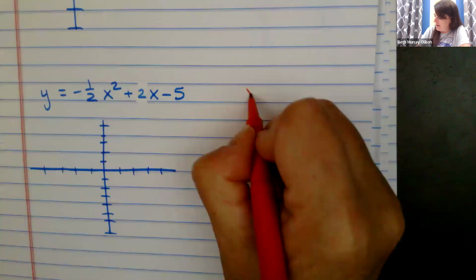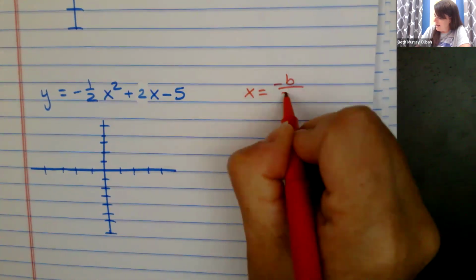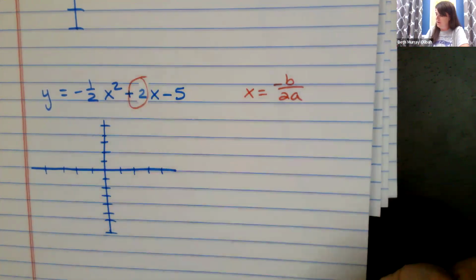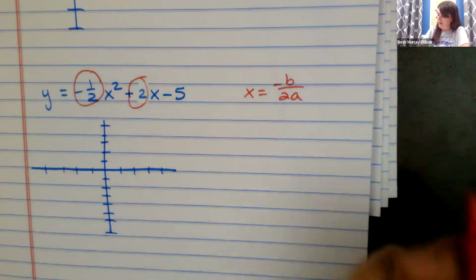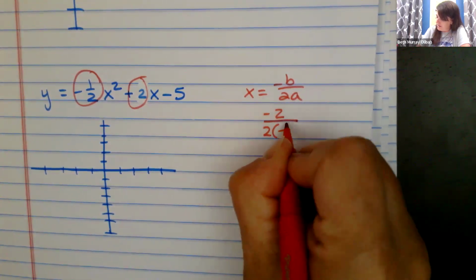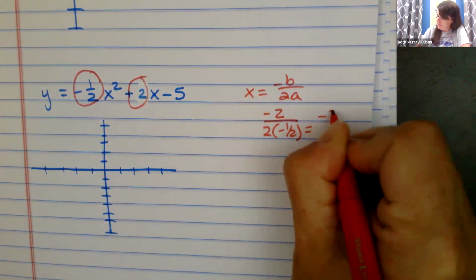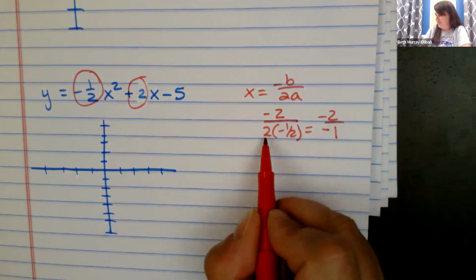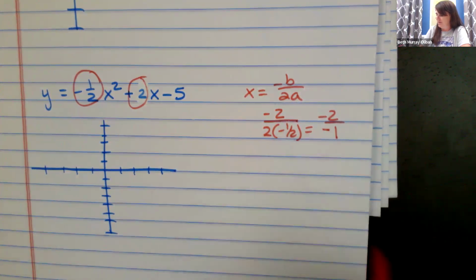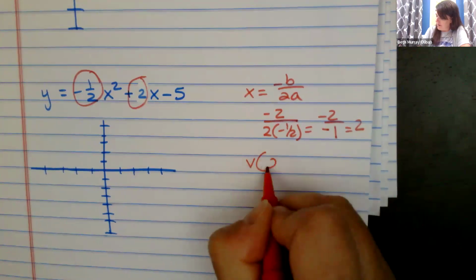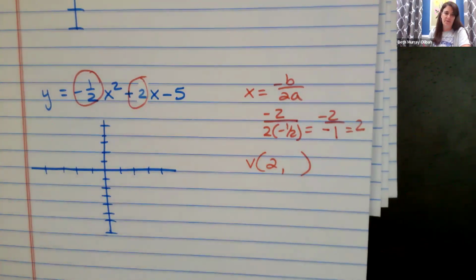I'm going to start by finding the x value of my vertex. So I'm going to do the opposite of b over 2 times a. So -2 over 2 times -1/2, which is -2 over -1, because 2 times a half is 1, and there's a negative there. So 2. So my vertex is +2 something.